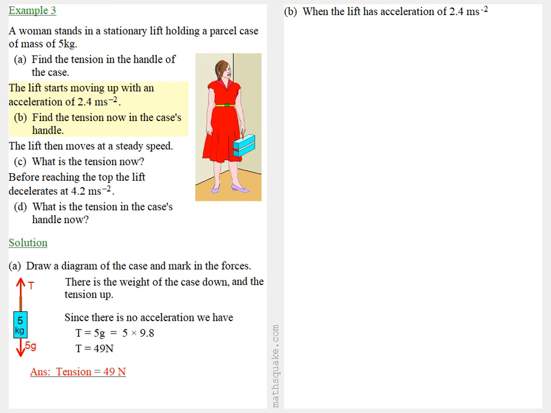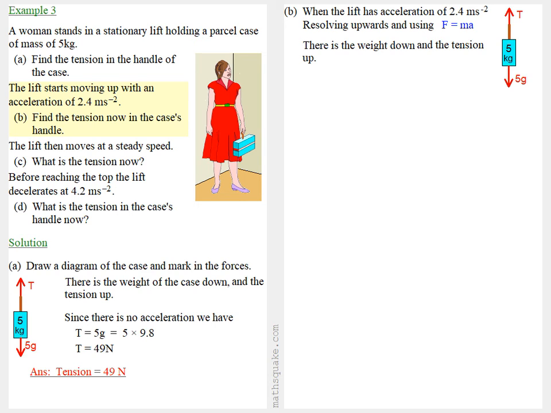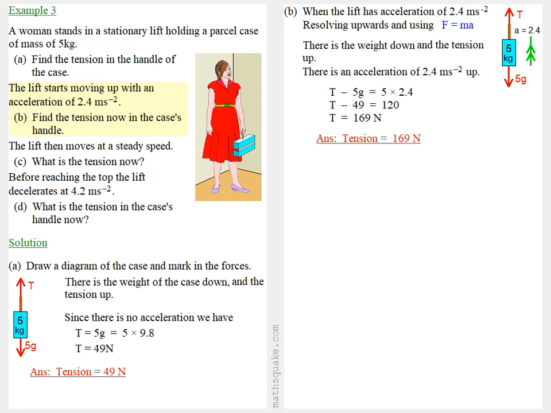While the lift has an acceleration of 2.4 meters per second squared, we can draw the diagram and then resolve upwards using F equals ma. There is a weight down, that's 5g, and a tension up, we can call that t. Now there's an acceleration of 2.4 meters per second squared up. And so we have t minus 5g is equal to 5 times 2.4, or t minus 49 equals 12, and so t is 61. So the tension now will be 61 newtons.